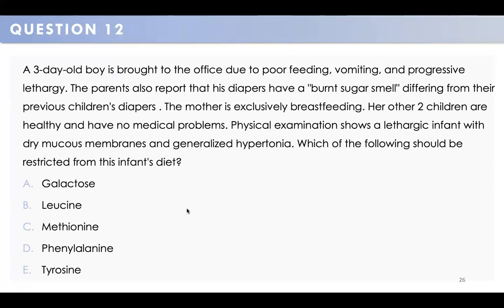Okay. Question 12. A 3-day-old boy is brought to the office due to poor feeding, vomiting, and progressive lethargy. The parents also report that his diapers have a burnt sugar smell, differing from the previous children's diapers. The mother is exclusively breastfeeding. Her other 2 children are healthy and have no medical problems. Physical examination shows a lethargic infant, dry mucous membranes, and generalized hypertonia. Which of the following should be restricted from the infant's diet?